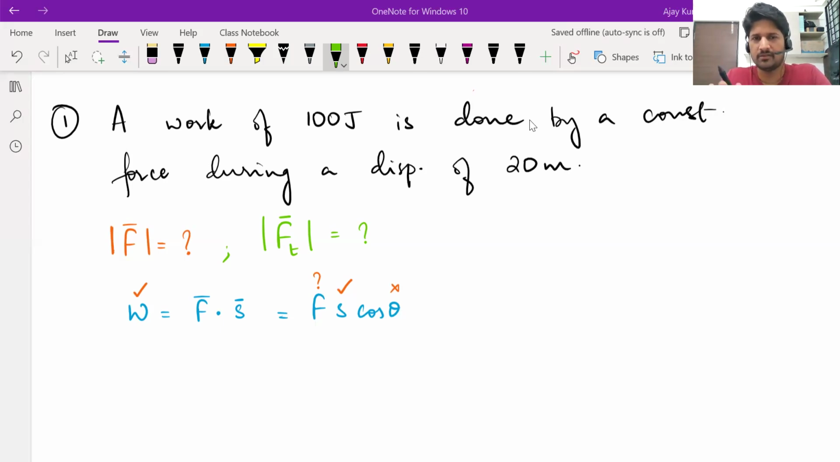This is all simply based on the basic formula for work. I got one answer as 0. If tangential force is 0, then who did the work? Or what force did the work? Okay, work done is non-zero, no? Tangential force cannot be 0.